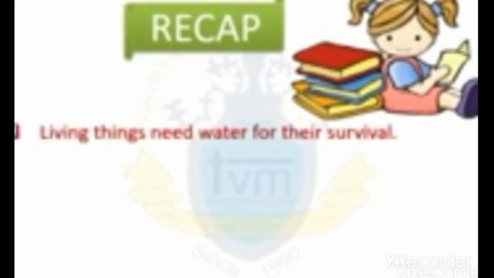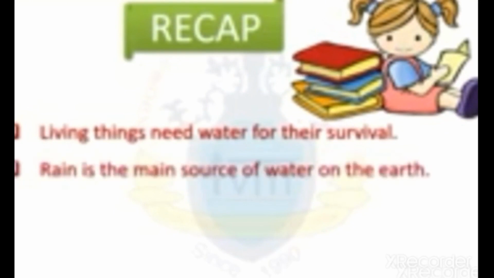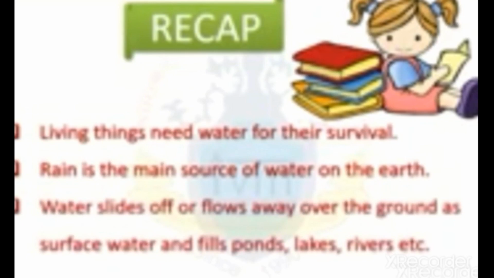We have learned, experienced the activity in part 1, and through that what we learn, living things need water for survival. Rain is the main source of water on the earth. Water slides off or flows away over the ground as surface water in fields, ponds, lakes, rivers, etc. And not to waste water and save it in all possible ways. Okay, this was the recap of part 1.